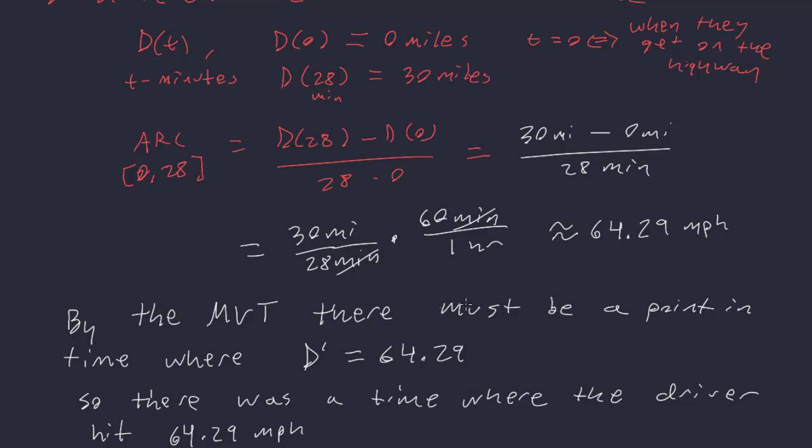Now, that means by the mean value theorem, there must be a point in time where d prime is equal to 64.29. In other words, there must be a time where the driver hit 64.29 miles per hour, possibly even higher, but we know for a fact that at least at one time, if not multiple times, the driver hit and exceeded the speed limit. Yeah, it might be a little harsh to give someone a ticket for going 4 over. However, the proof is in the fact that they traveled 30 miles in 28 minutes.